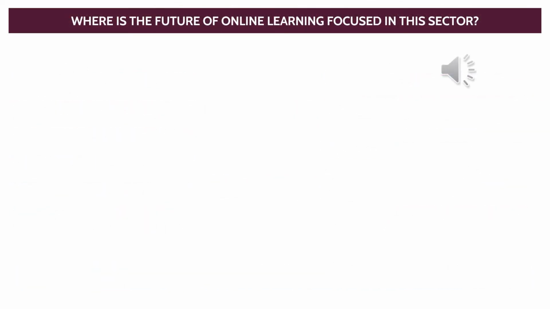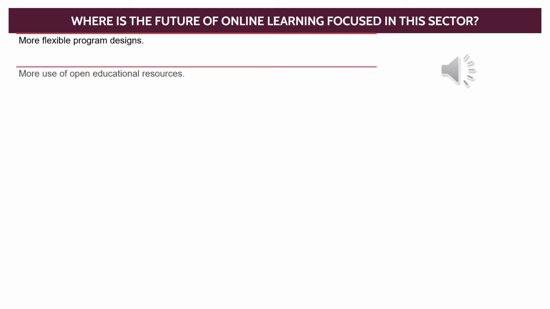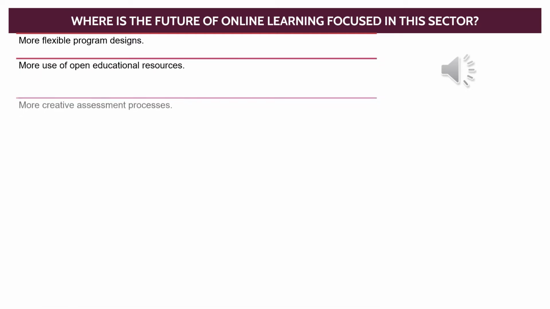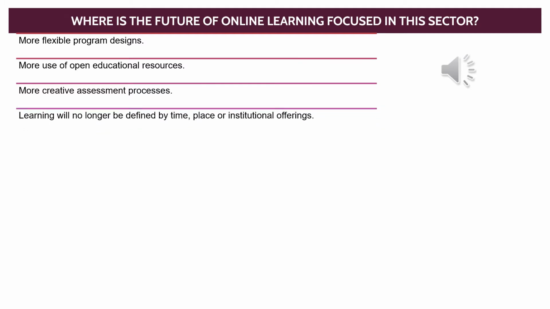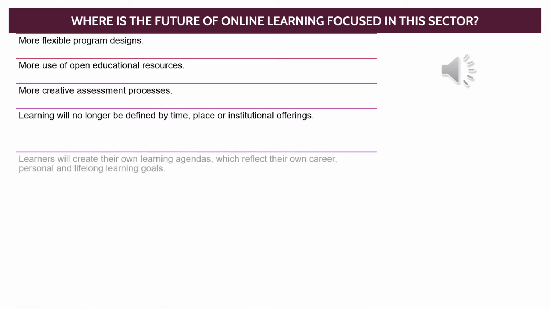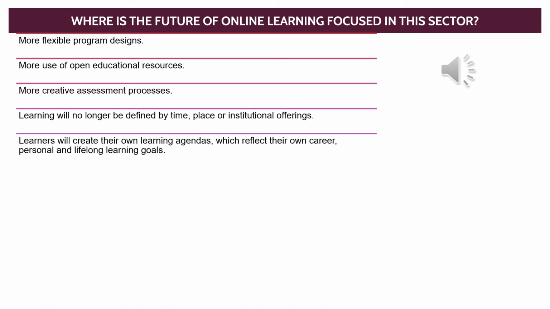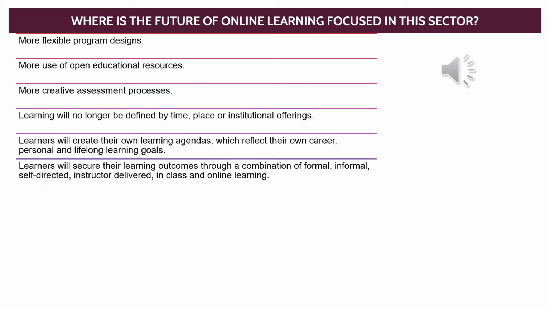Where is the future of online learning focused in this sector from K to 12? More flexible program designs, more use of open educational resources, more creative assessment processes. Learners will no longer be defined by time, place, or institutional offerings. Learners will create their own learning agendas, which reflect their own career, personal, and lifelong learning goals. Learners will secure their learning outcomes through a combination of formal, informal, self-directed, and instructor-delivered in-class and online learning.